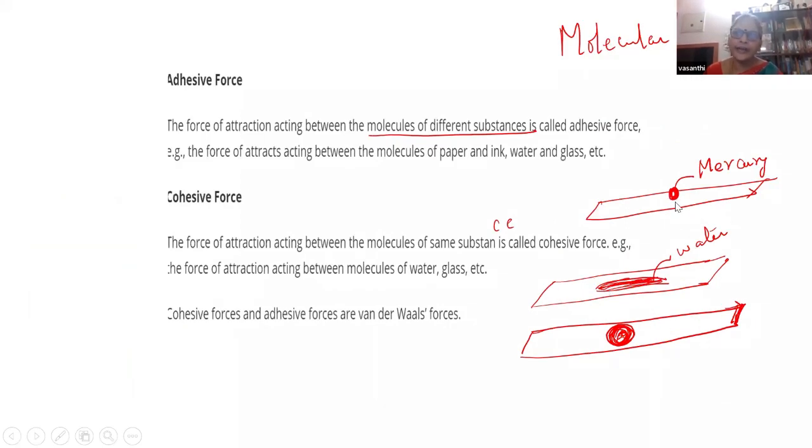Whereas mercury stands as a spherical drop on glass. Why? Here there are two forces: the adhesive force between mercury and glass, and the cohesive force between mercury and mercury. Which force is more, cohesive force or adhesive force? The cohesive force between mercury molecules is more.